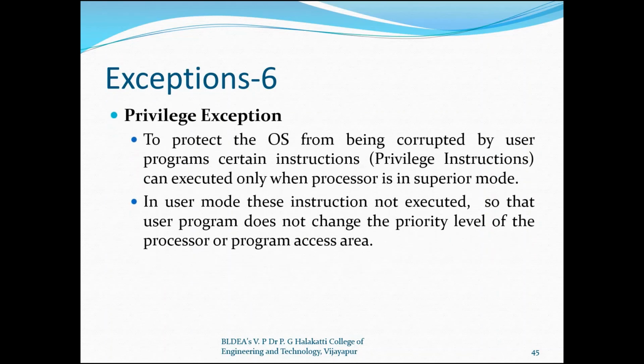The third type is privilege exception. Now, to protect the operating system from being modified by user programs, certain instructions can be executed only when the processor is in the superior mode. These instructions are called privilege instructions. When the processor is running in the user mode, it cannot execute an instruction that changes the priority level of the processor or enables a user program to access areas in the main memory that have been allocated to other users. An attempt to execute such an instruction will produce a privilege exception.